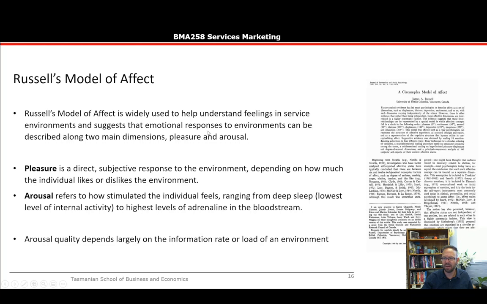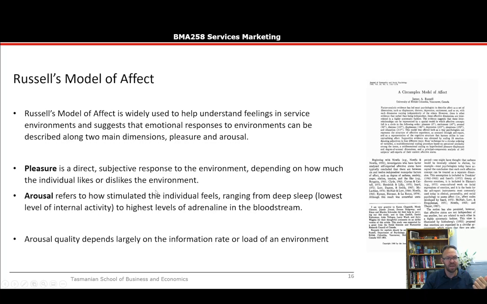By all means, it's been published in the Journal of Personality and Social Psychology. So Russell's model of affect is widely used to help understand feelings in a service environment, and suggests that emotional responses to environments can be described along two main dimensions, pleasure and arousal, which we've done.